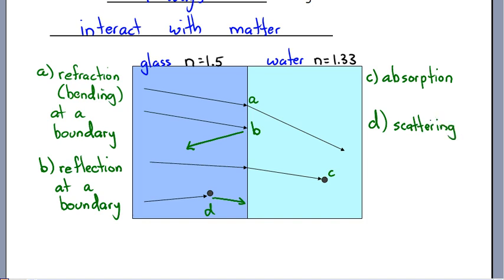I'm not too worried about the absorption and the scattering. I want to focus a little bit more on this bending issue, this refraction, maybe the reflections as well, because we're going to look at lenses, which can do some refracting, and then some mirrors, which are going to do some reflecting, and see how they can affect our geometrical optics.